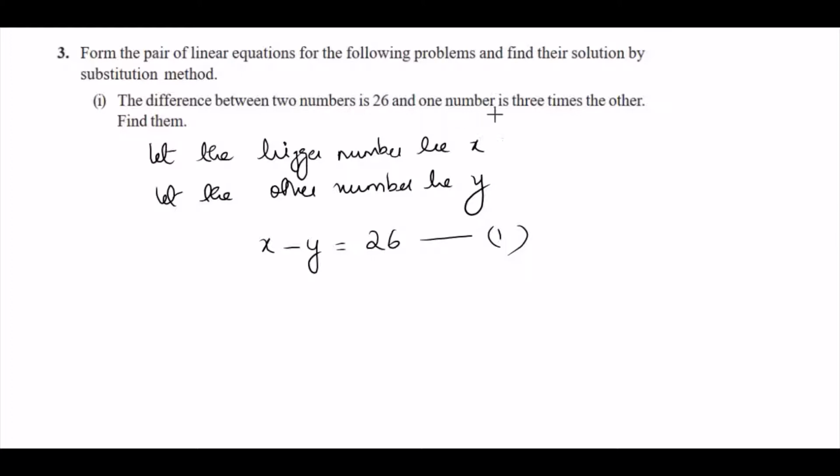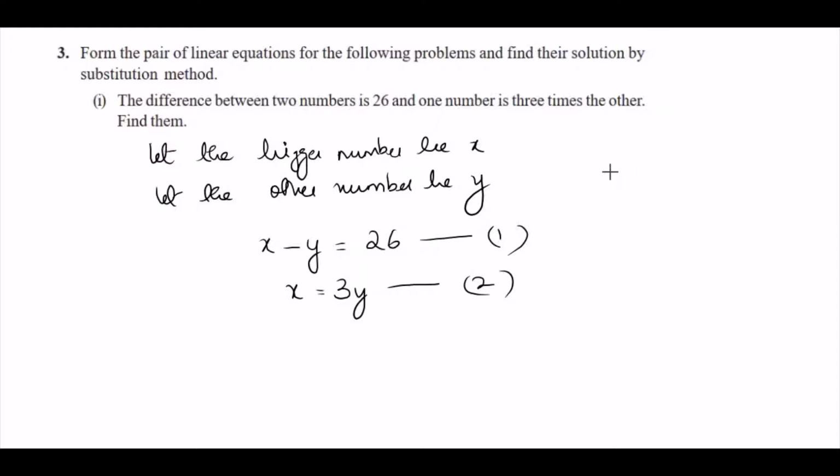And one number is 3 times the other. That means this one number is the bigger number. So the bigger number is x, so x is 3 times the other number, y. That is the second equation. Now we have got a pair of linear equations in two variables. We are asked to find the solution using substitution method. It's directly given one variable in terms of the other, so you can directly substitute this value of x in the first equation. As x is equal to 3y, you can directly substitute.